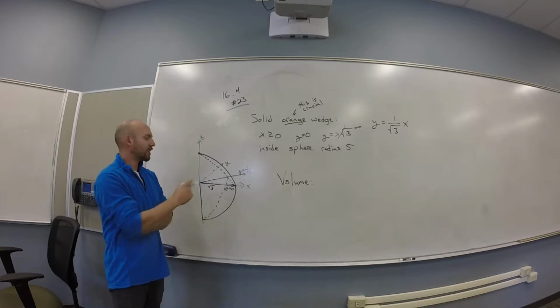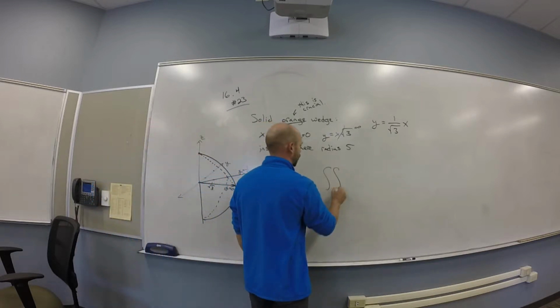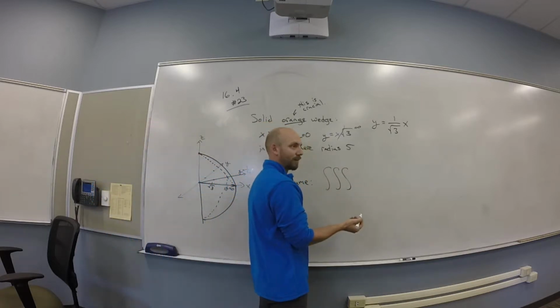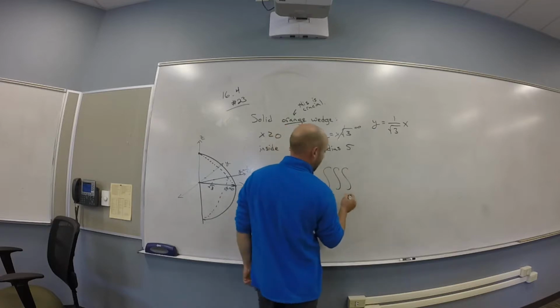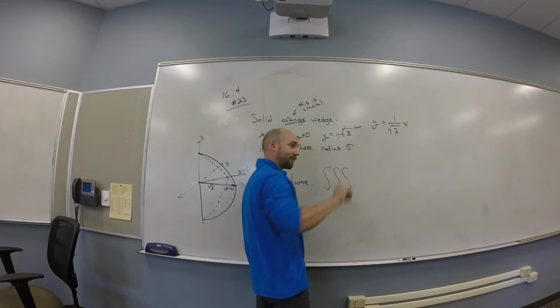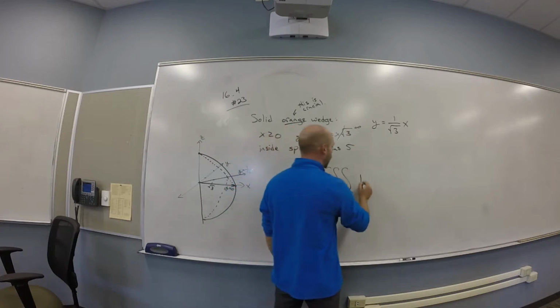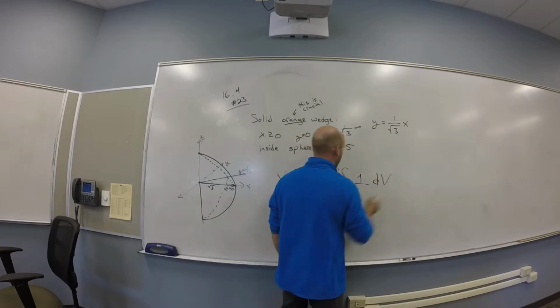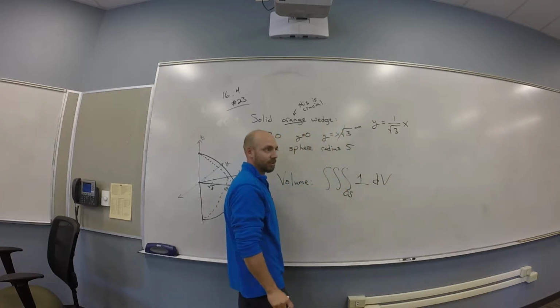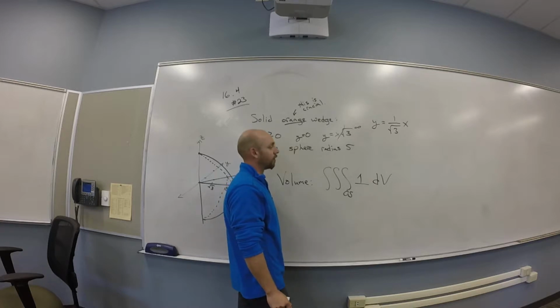Inside this surface. Yeah, so there's a couple different ways to set this up. One of them would be to triple integrate over this thing, which I'm going to call OS for orange slice. So you could triple integrate 1 dV over the orange slice. That's what they're asking you to do here. Why 1? Good question. Because 1's the density of volume.